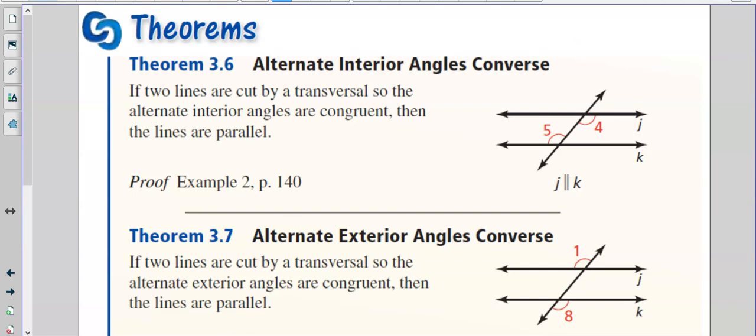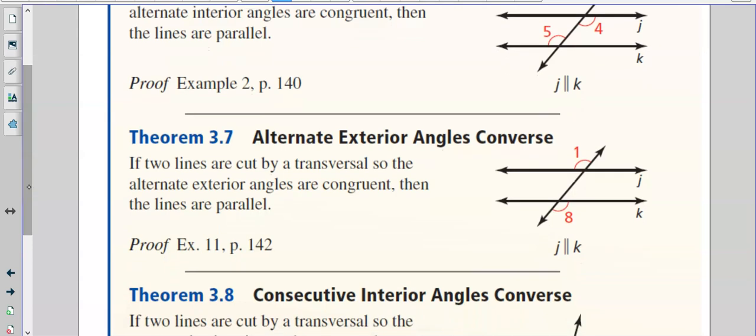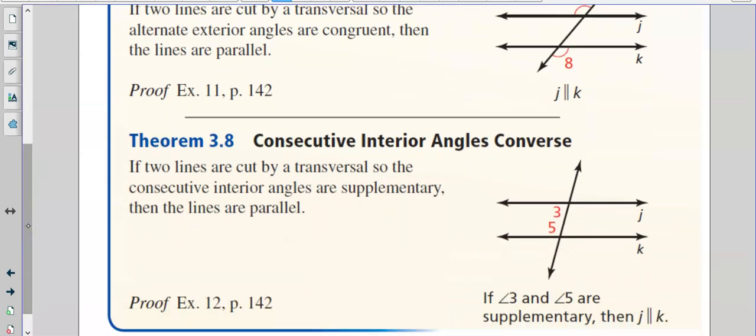All right, more rules, okay? Alternate interior. We know that if the lines are parallel, alternate interior angles are equal. So the converse is, if the alternate interiors are equal, then the lines are parallel. Same thing with alternate exterior. We learned previously that if the lines are parallel, alternate exterior angles are congruent. Therefore, if we know they're congruent, the lines are parallel. And earlier we learned consecutive angles are supplementary when the lines are parallel. So if they're supplementary, the lines are parallel.